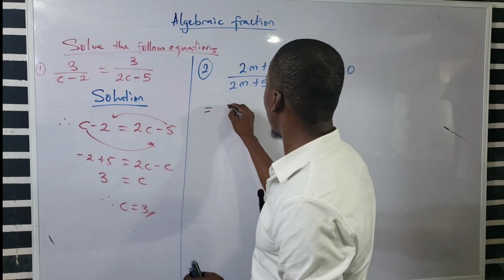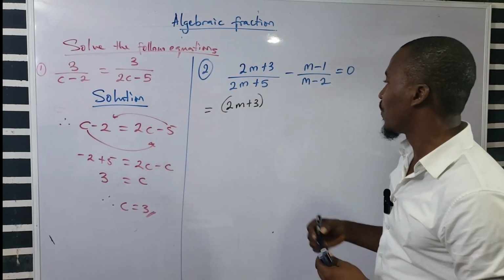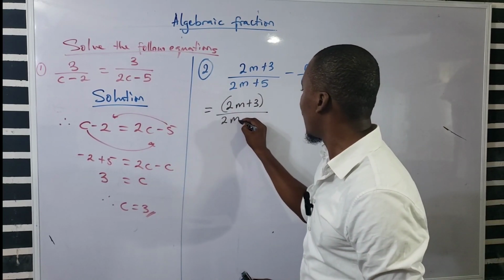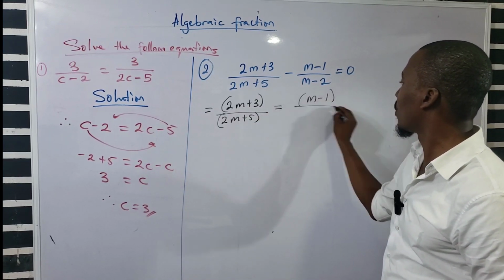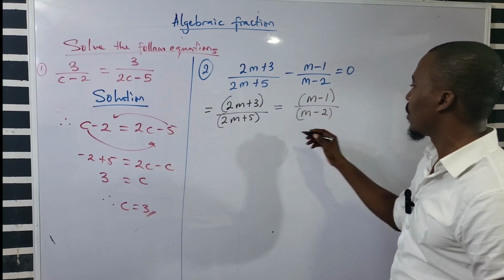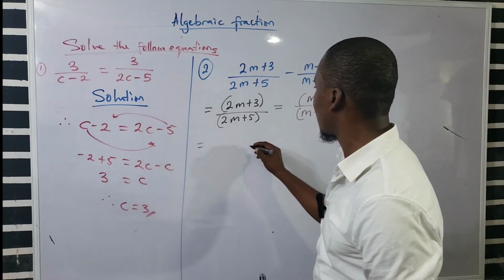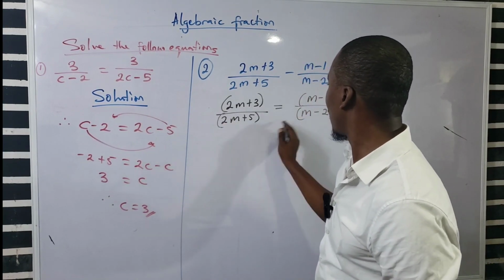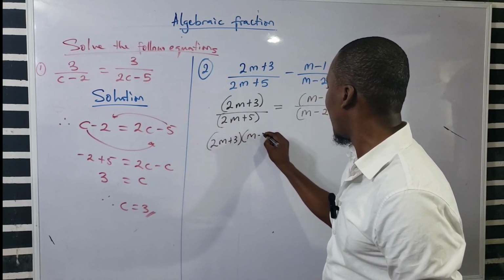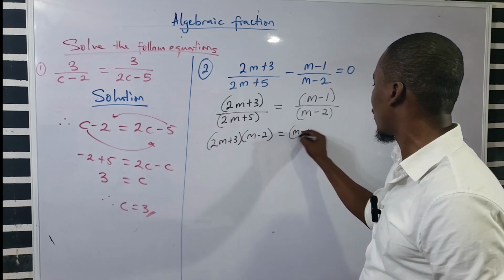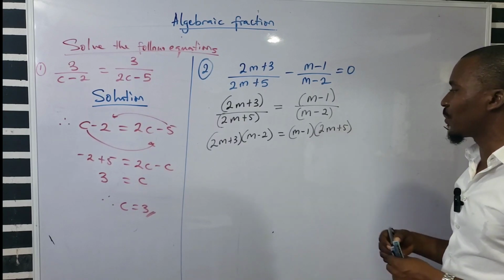So that will give me (2m + 3), I'll put in brackets. I always say that, put in brackets, over (2m + 5) equal to (m - 1) over (m - 2). So at this point, I will cross and multiply. If I cross and multiply, that will give us (2m + 3)(m - 2) equals (m - 1)(2m + 5). So open your bracket.